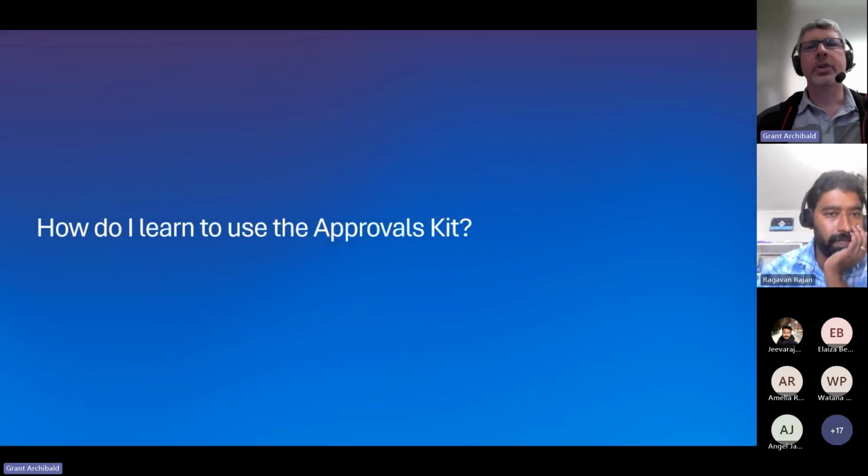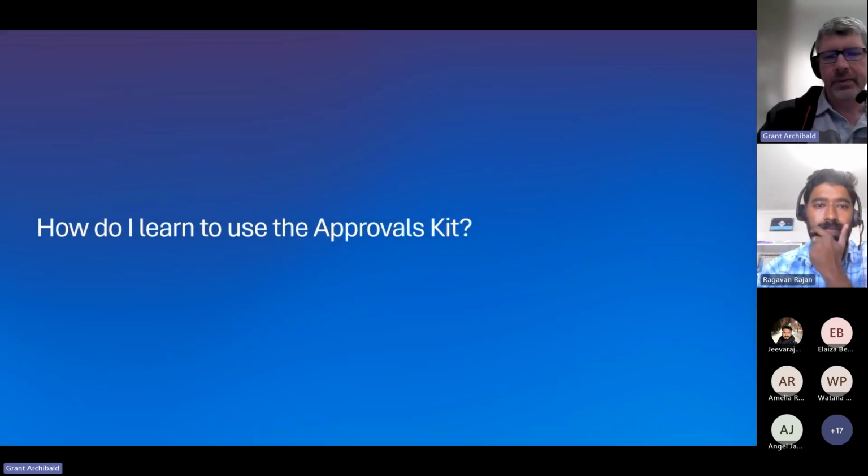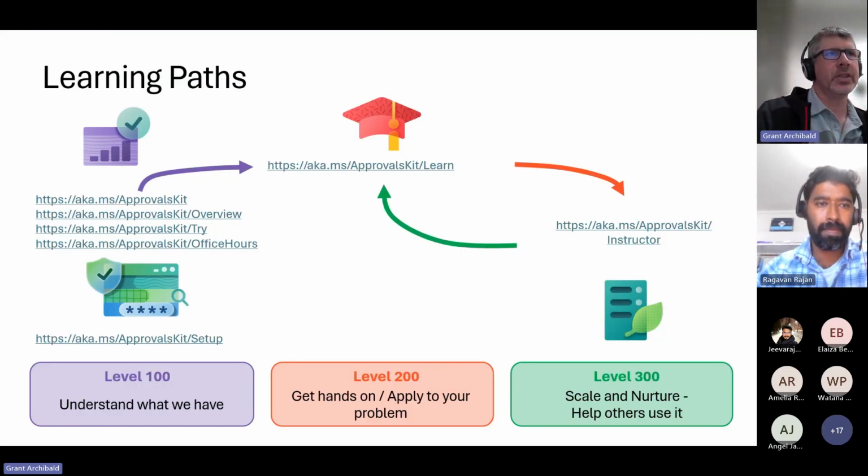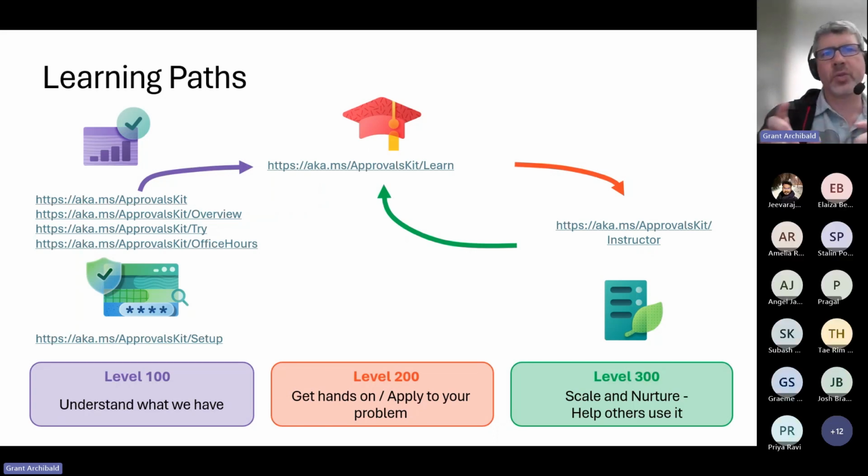Okay. So I went through a lot of common concepts there pretty quickly. And one of the common questions we get is, how do I start this? How do I learn this process? So we see three levels of learning paths. One is just understanding, hey, what is the approvals kit? What can it do for me? I want to get hands-on with it.